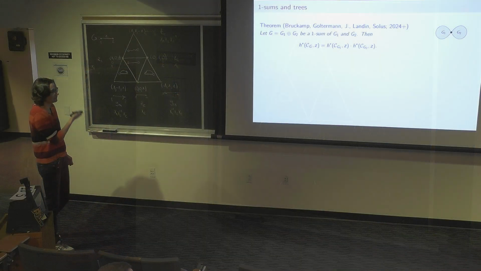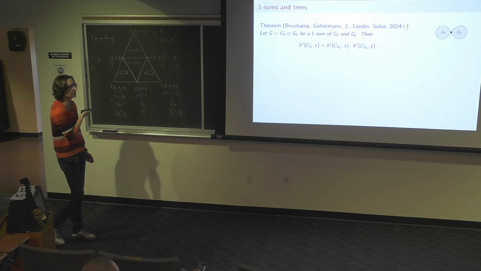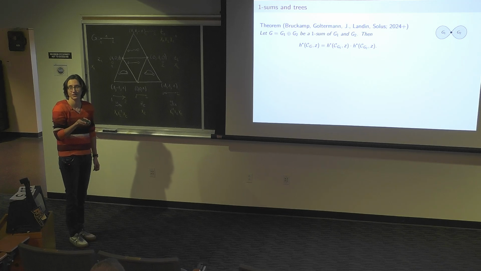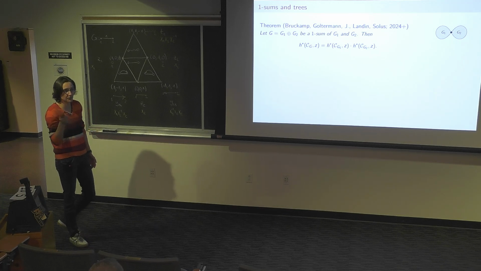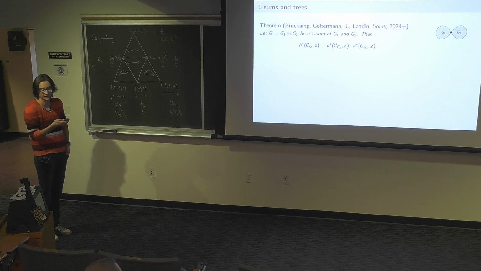Then what's happening on the level of the H star polynomial is that these polynomials just multiply. And I should say that the proof of this fact is purely algebraic. It's not a geometric proof, it just uses the toric ideal and the generators, for which we know a generating set.